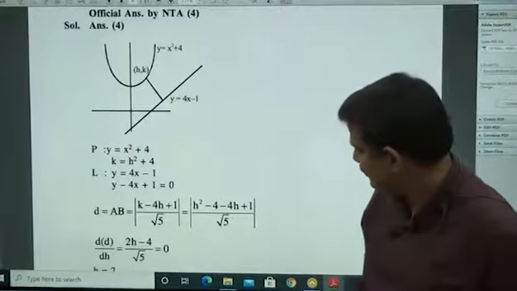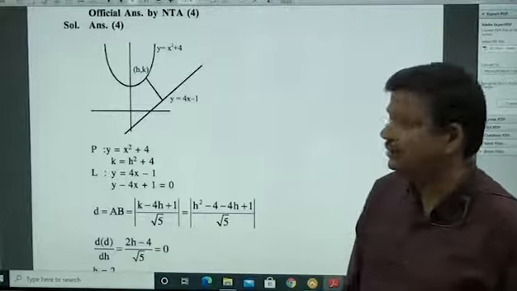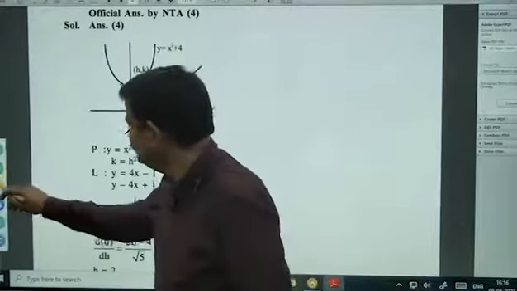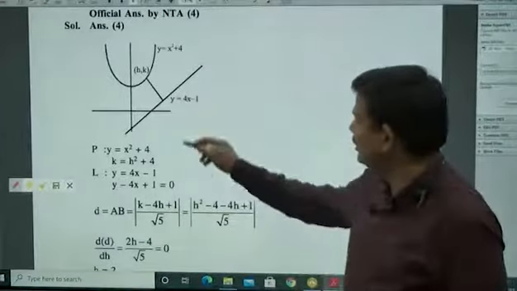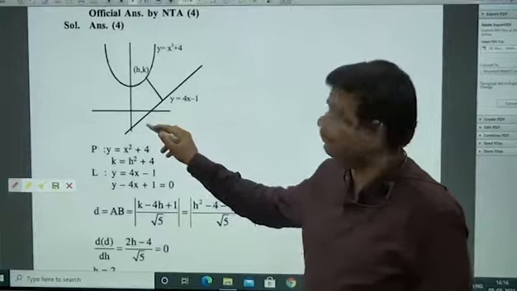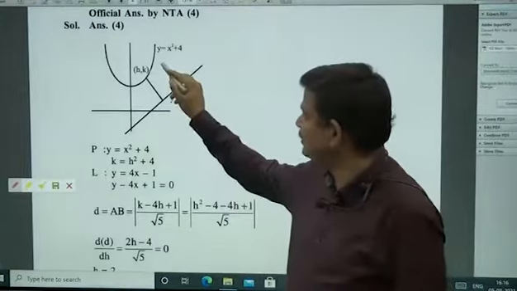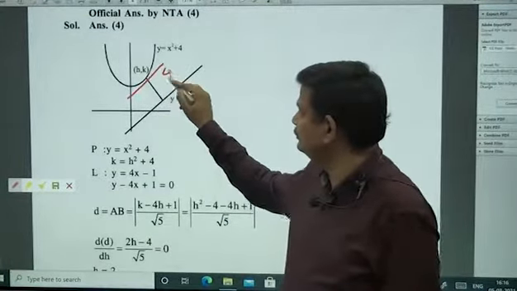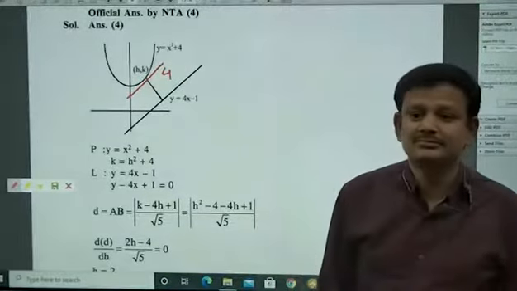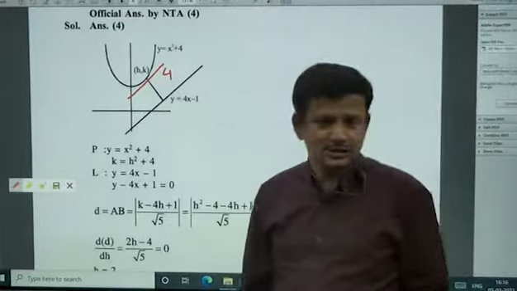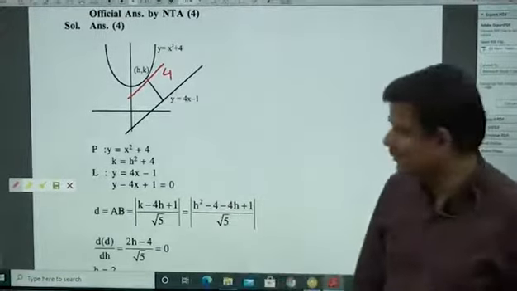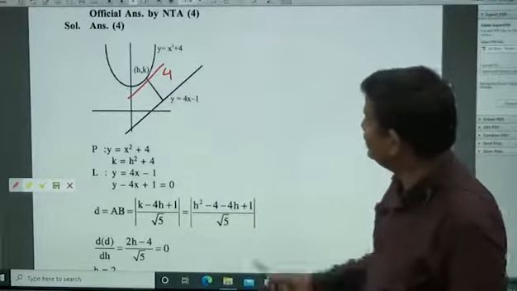Differentiation. Why do you need differentiation for this? It will be along the common normal. So what do you have to do? The slope of this line is 4. So tangent at this point will also be of slope 4. Tangent slope is how much? dy by dx, 2x. So 2x should be equal to 4, x should be equal to 2. What is he asking?